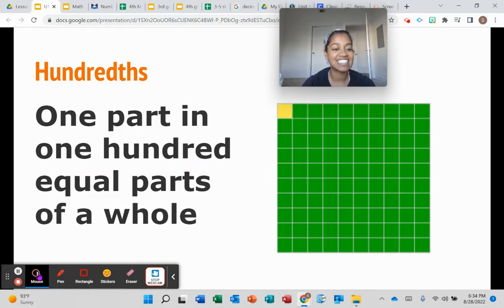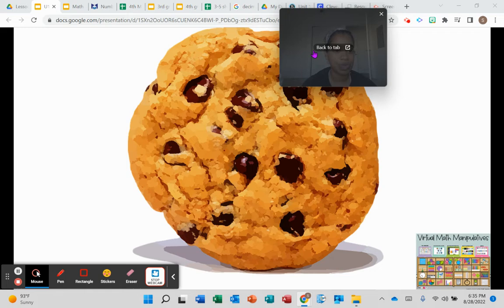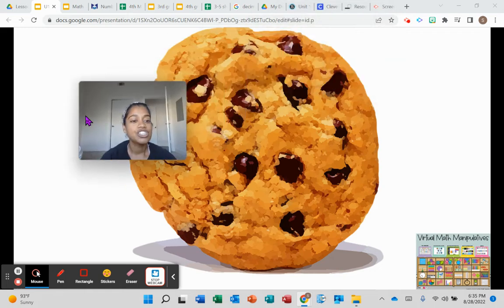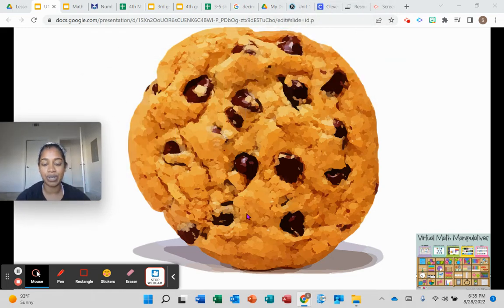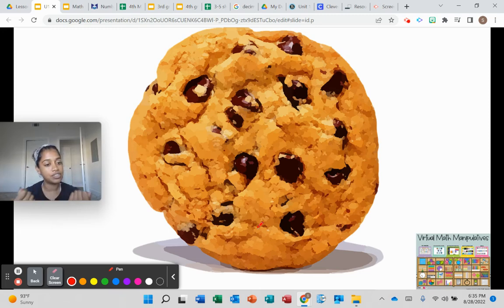All right, fantastic. Now, let's dive into our lesson by looking at this cookie. I have a whole cookie right here. Could I break this cookie into pieces? For example, if you want this cookie and I want this cookie, could I break this cookie into two pieces and give you one and I eat one? Yeah, absolutely, I can do that.